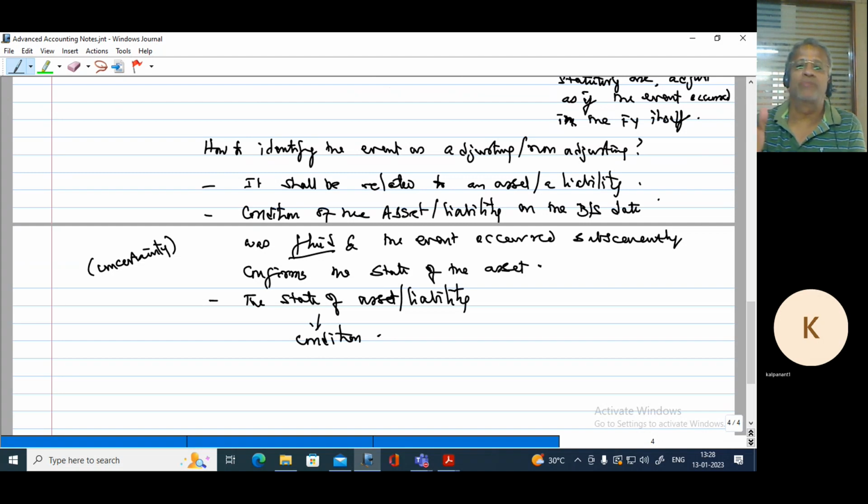Correct? It is something like a leader was admitted on 31st of March. On 15th of April, he got discharged. So the subsequent event confirms the position on 31st of March. Or, on 31st of March the condition was not good, and on 15th of April he passed away. Now you can understand the uncertain position, because of this event you are in a position to say something about it. This is what you say as a condition: the condition of the asset or liability where it was uncertain.